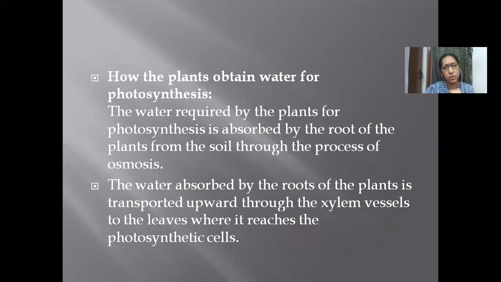Then how do plants obtain water for their function? The water required by the plants for photosynthesis is absorbed by the roots of the plants from the soil through the process of osmosis. What is this osmosis process? We define osmosis as the movement of water molecules from a higher concentration region to a lower concentration region.